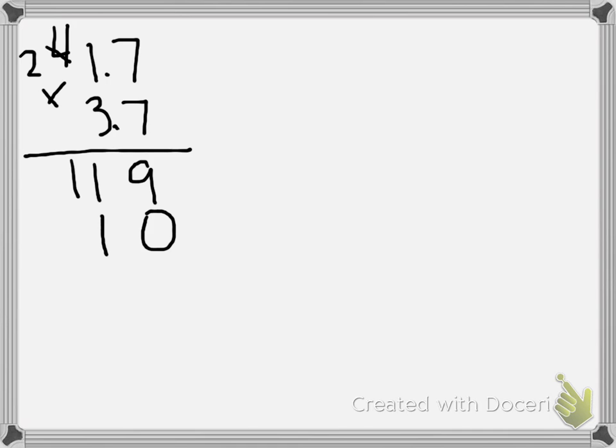And I'm going to carry my 2. 3 times 1 is 3, plus 2 is 5. Now I add, 9 plus 0 is 9, 1 plus 1 is 2, 1 plus 5 is 6.